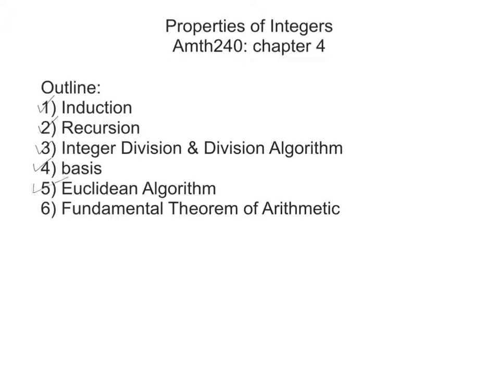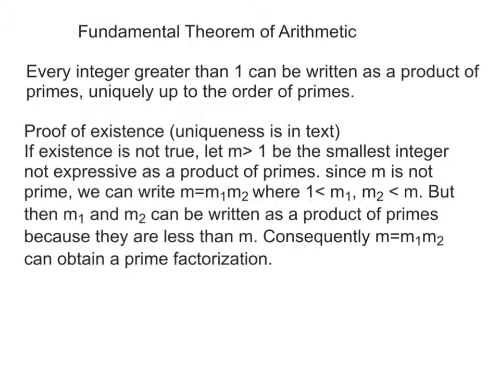Now that we've completed the Euclidean algorithm, one last topic is the fundamental theorem of arithmetic. The fundamental theorem of arithmetic is something you've known since elementary school, but it basically tells us that every integer greater than 1 can be written as a product of primes uniquely up to the order of primes. So basically every number has a prime factorization, and that prime factorization is unique. There's a proof of existence. Uniqueness is in the text.